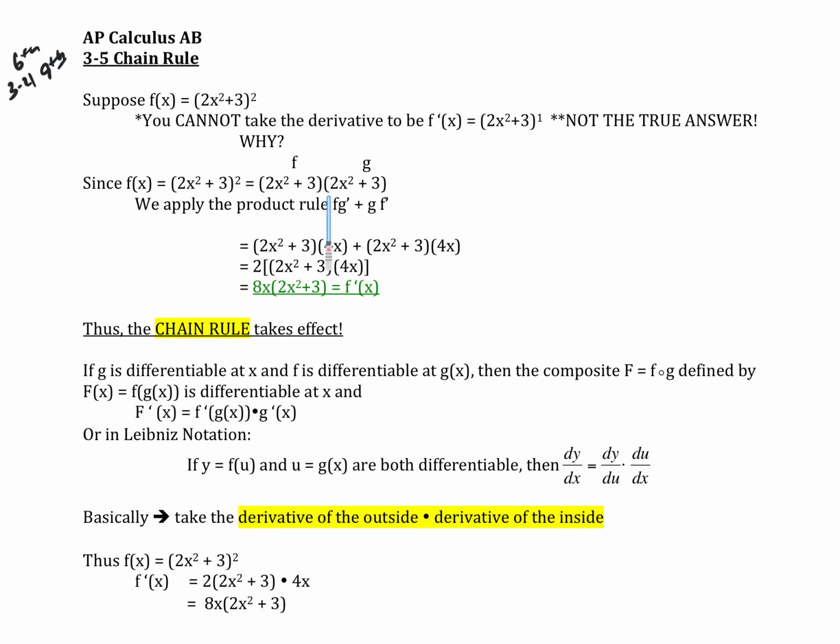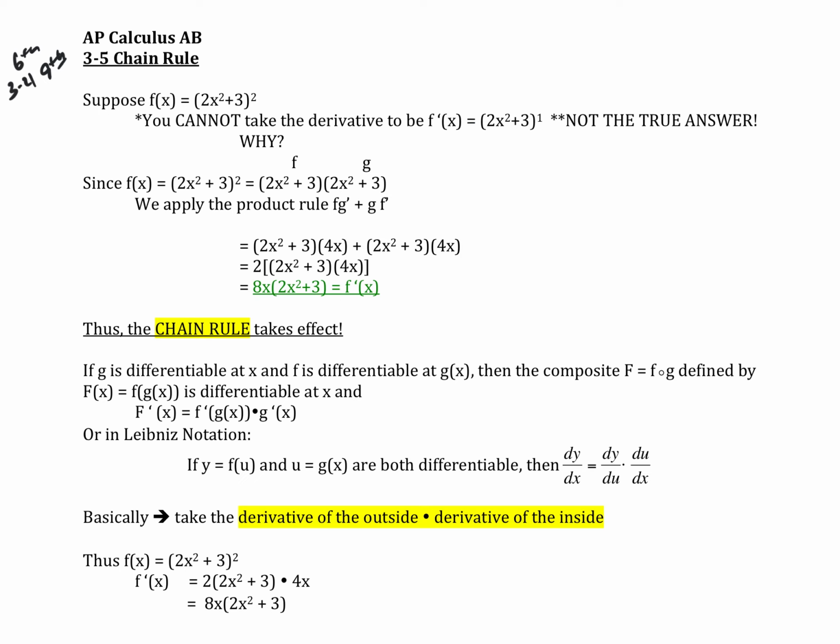If I actually FOIL this out, I get (2x squared plus 3)(2x squared plus 3). And I use a product rule: first times derivative of the second plus the second times derivative of first. Or FOIL the whole thing out and get one long polynomial. And you take the derivative, you end up with this situation as your answer. You have an 8x here. Wait a minute, I didn't have an 8x there.